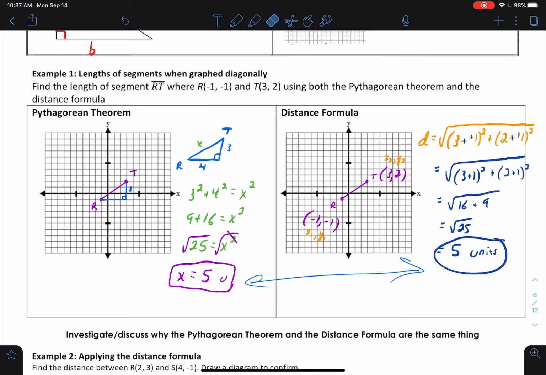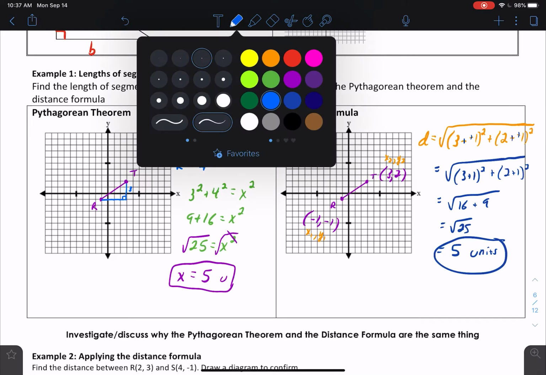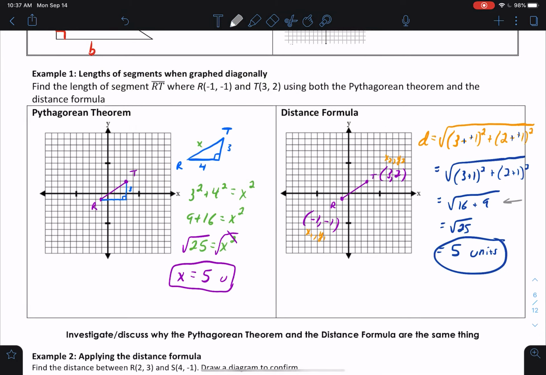Okay? So you'll notice the Pythagorean theorem and the distance formula right here. You see that 16 plus 9? You see that same thing over here. So in the distance formula, you're just taking the square root from the beginning. Over in the Pythagorean theorem, we wait to take the square root of both sides until our final step. So that's why they are the same thing.